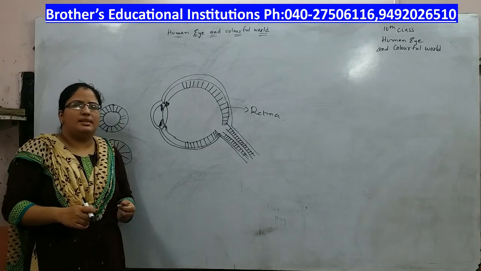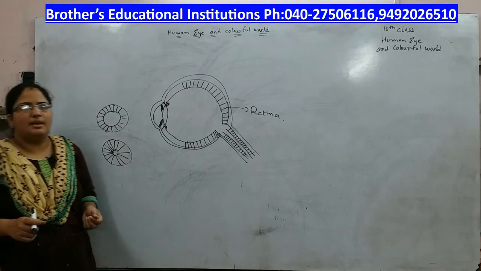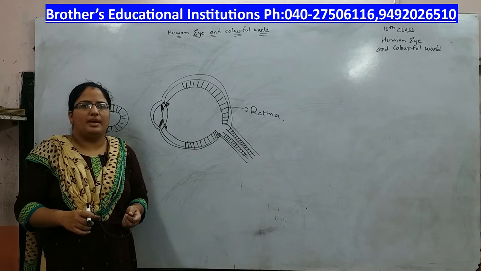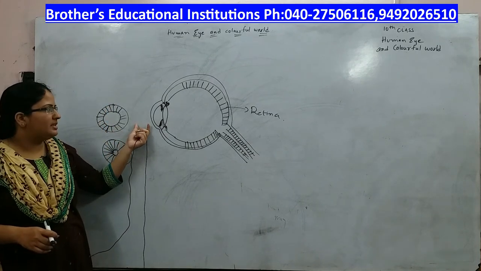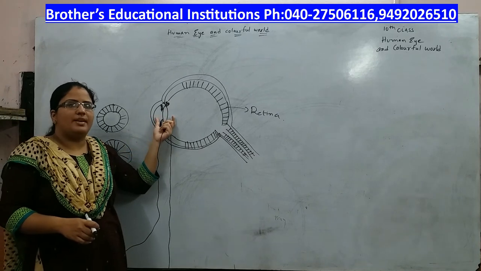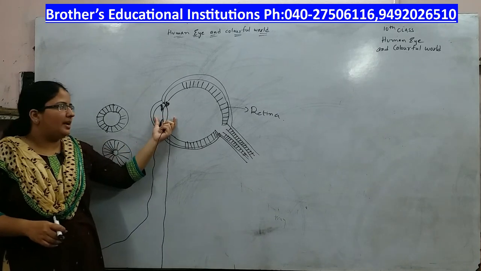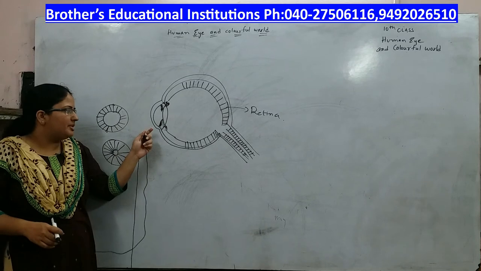Hello students, in the previous class we were discussing the structure of the human eye. In today's class we shall discuss the function of the iris and the function of the convex lens that is present in your eye. Now, what is the purpose of this iris?